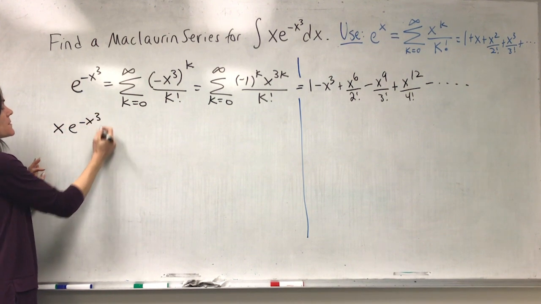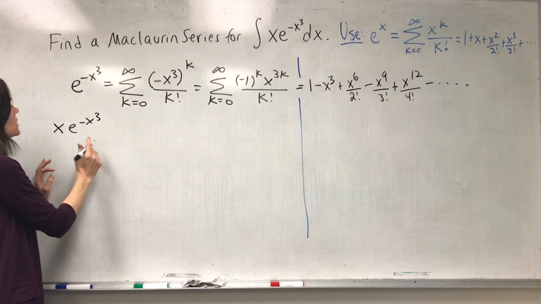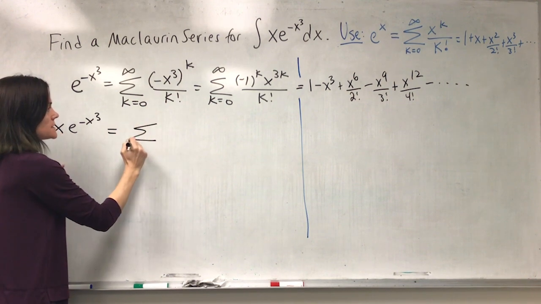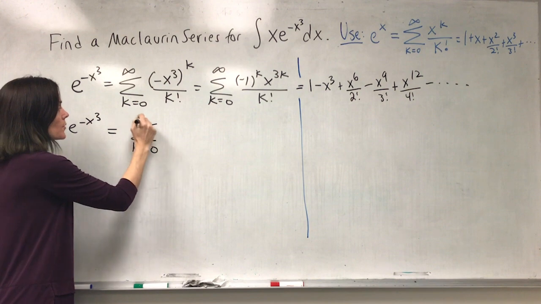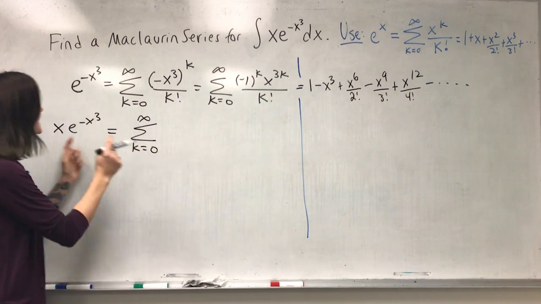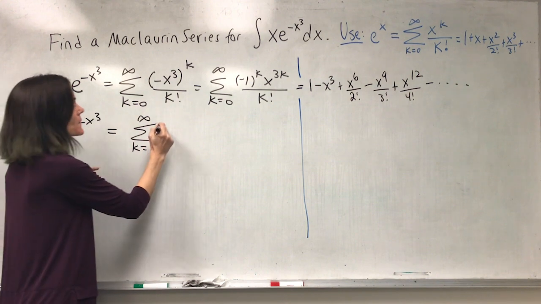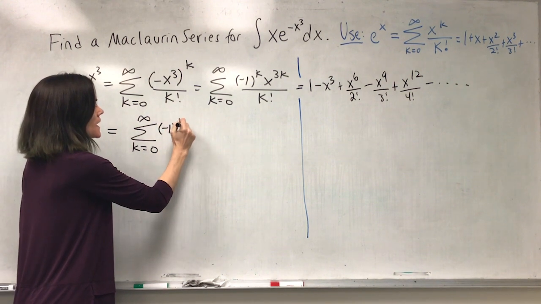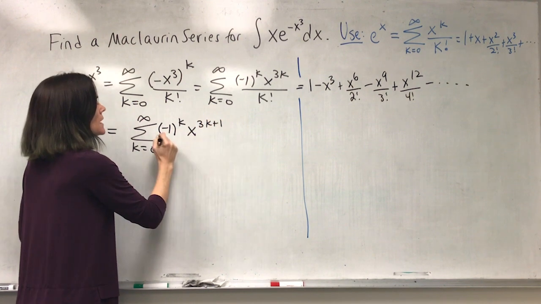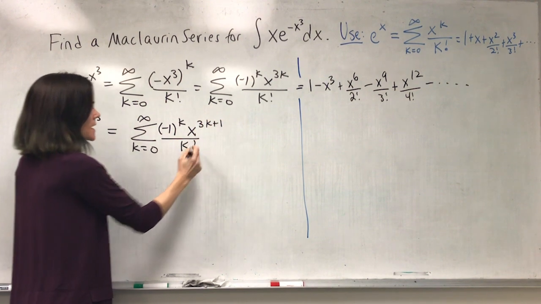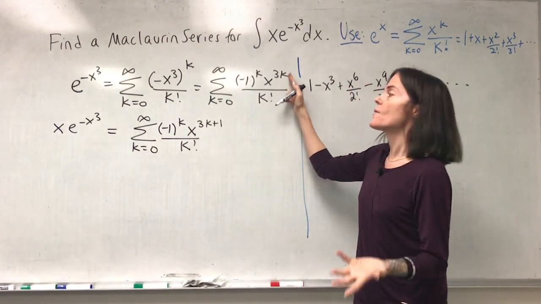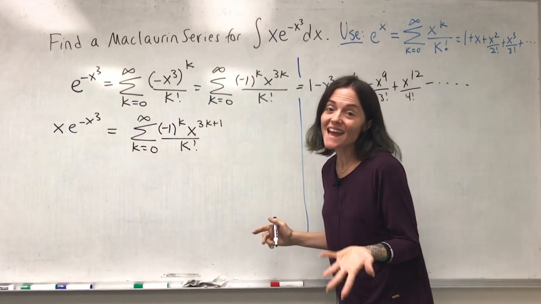So x e to the minus x cubed. In summation notation, this is quite simple. All it does is shift the power up by 1 because I'm adding one more power. So I have minus 1 to the k, x to the 3k plus 1, and then this remains the same. All I've done here is shift the power up by 1 because I've multiplied through by an x.